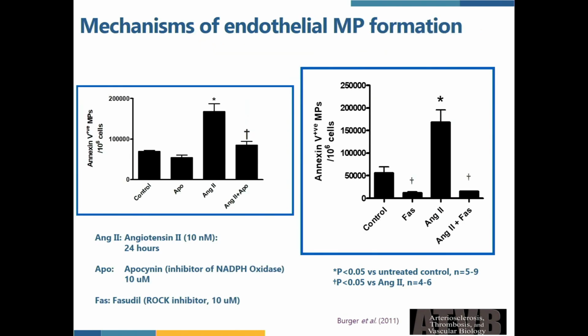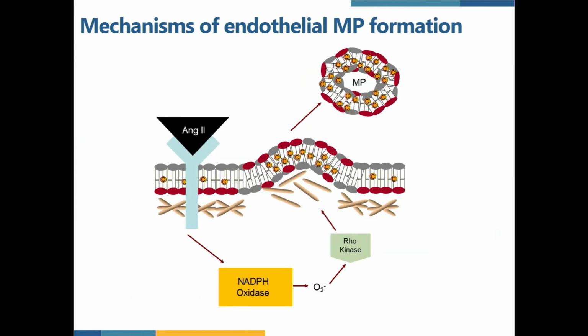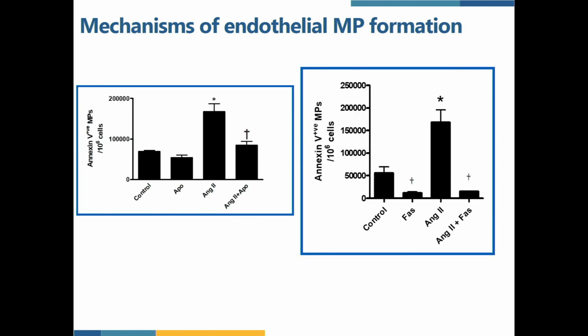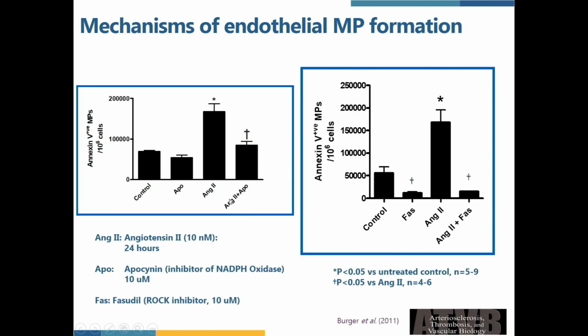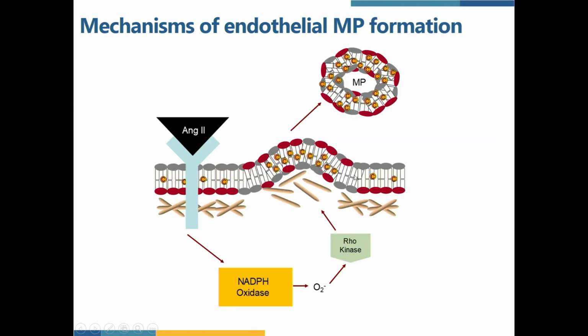We went on to look at what exactly was causing this in these mice. So we took cultured endothelial cells, mouse aortic endothelial cells, and they were treated with angiotensin II. We showed that we could recapitulate this induction of microparticle release with treatment of angiotensin II. And then we showed that we could block this by treating with apocynin, which is an inhibitor of reactive oxygen species production, and by treating with fasudil, which is an inhibitor of Rho kinase, which is involved in cytoskeletal reorganization.